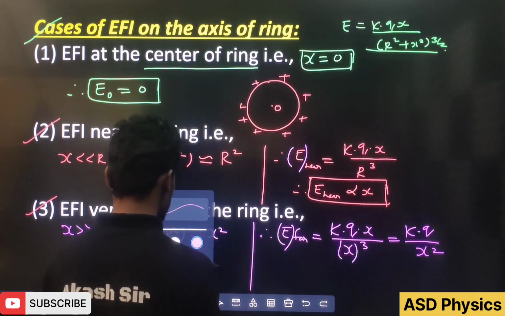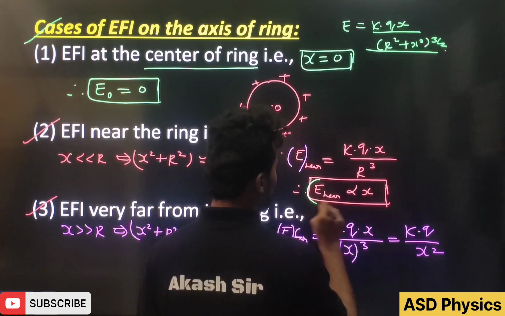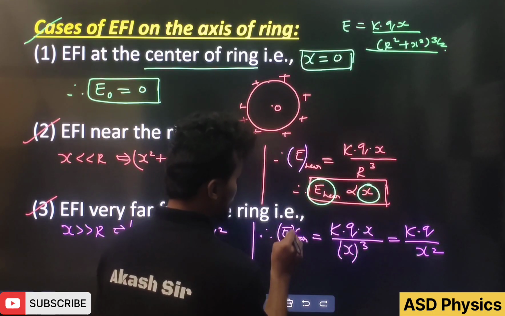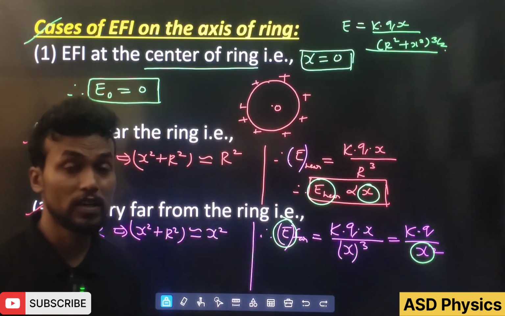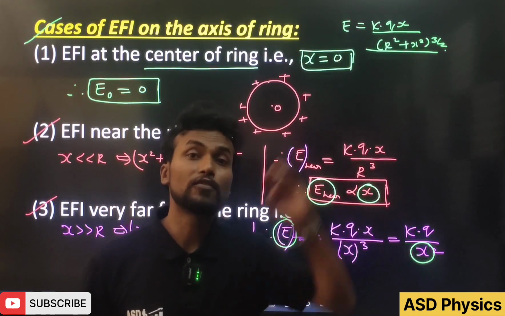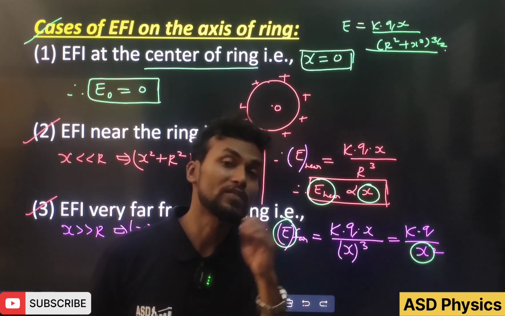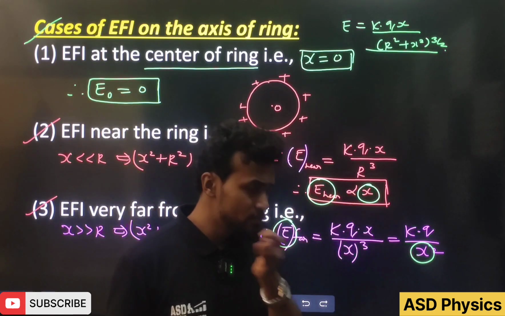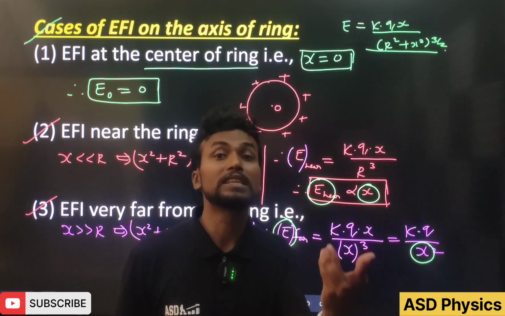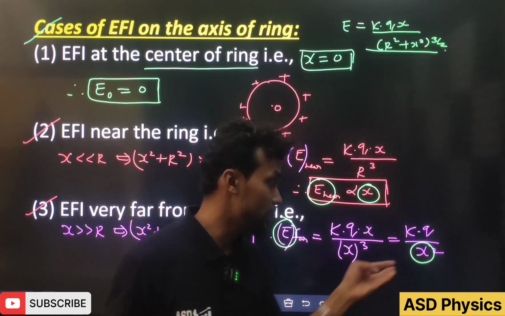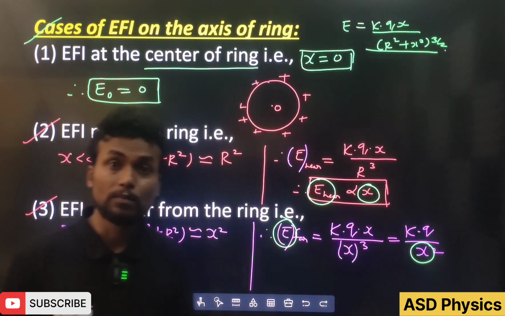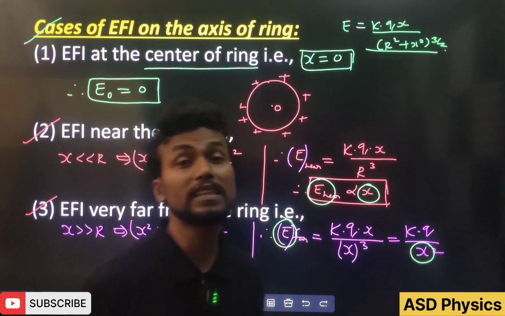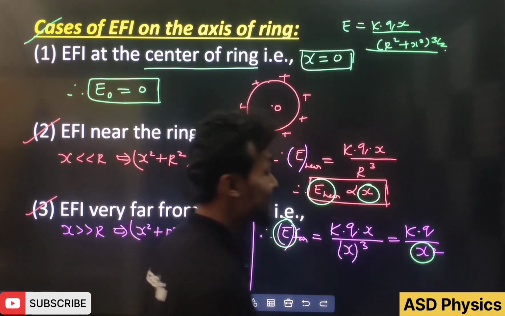That means it will become k into q by x square. So here you can see the electric field is directly proportional to x near the ring, but at a far point the electric field is inversely proportional to x square. That means when we are going away from the center of the ring, at a near point, when the distance increases, the electric field increases. But at a far point, when the distance increases, the electric field decreases. That means here we will get one point where the electric field will be maximum.